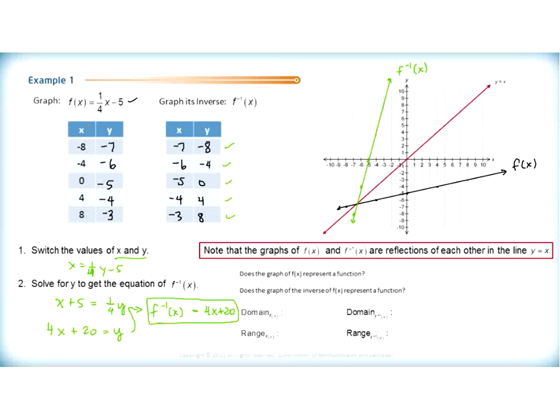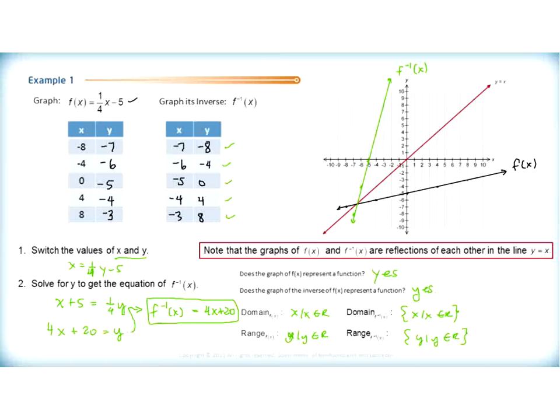in exactly one place. The domain and range for both of these functions, by the way, are all real numbers. The domain is x such that x is a member of the real numbers for the original function, and the range is y such that y is a member of the real numbers. Same is true for the inverse function: x such that x is a member of the real numbers, and the range is y such that y is a member of the real numbers as well.